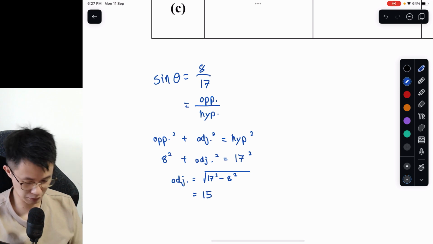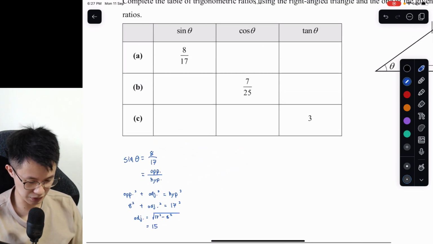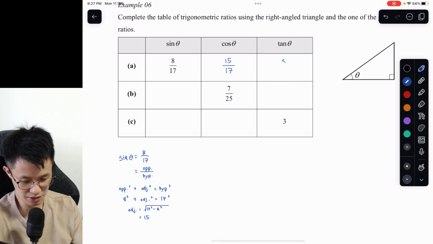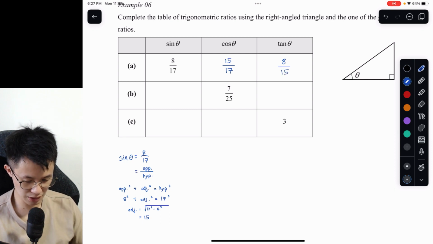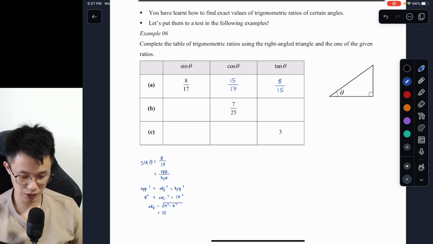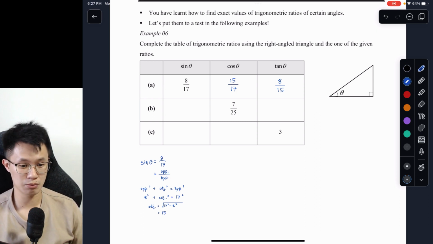And so this is 15. The adjacent is 15 in terms of ratio, so we can simply say in ratio cosine theta is 15 over 17, and tangent theta would be the opposite over adjacent, which is 8 over 15. So I guess each of you can go ahead and work out the rest of B and C on your own. Yep, that's all.